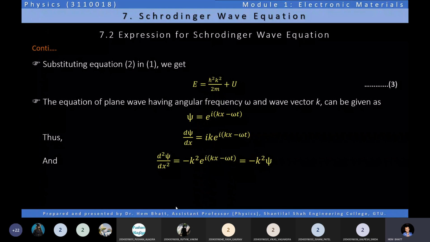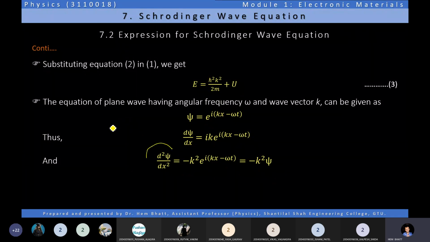This indicates periodicity and continuity. Your second order differentiation gives psi itself with one constant, right? So this indicates that the function is continuous and periodic. A wave should be like this. Okay, so we have confirmed this. Now let us go further.